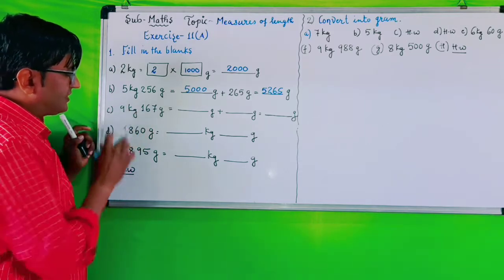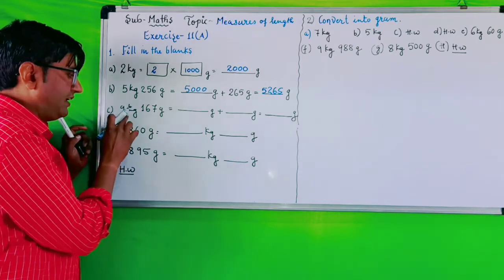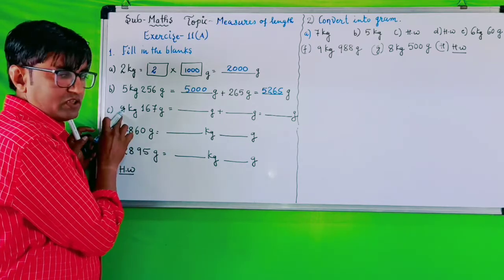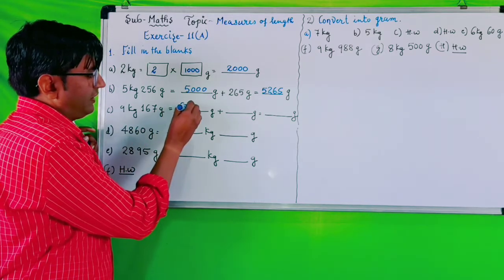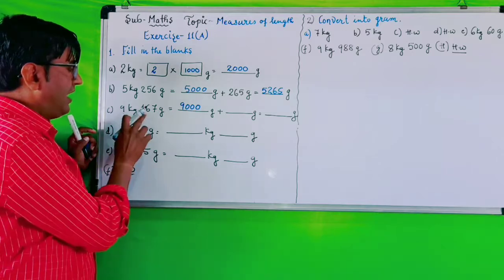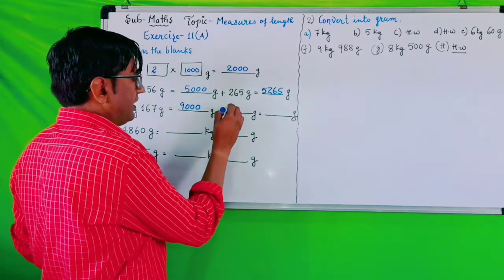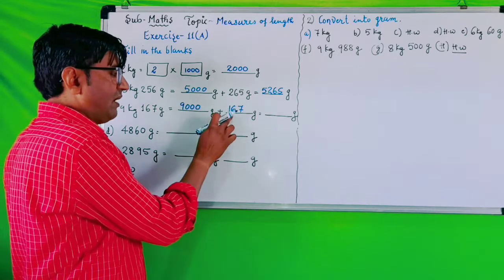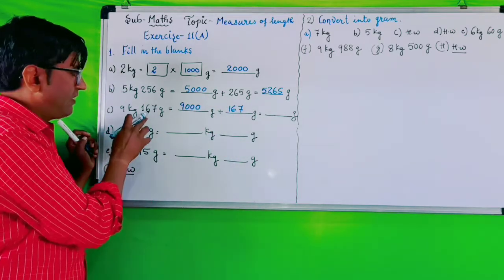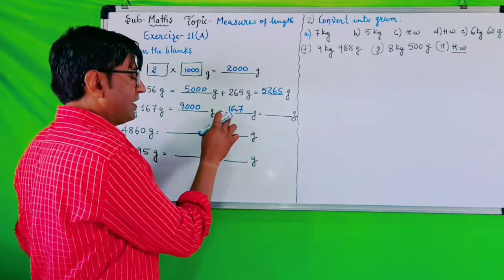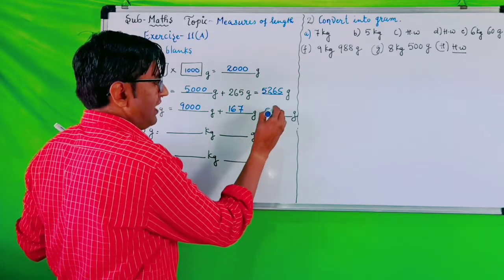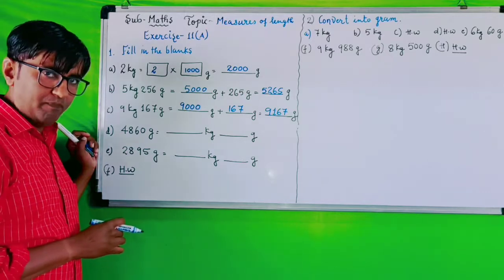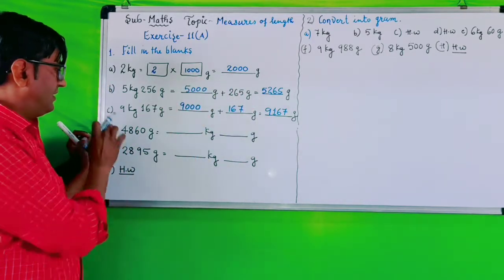9 kg 167 gram. So 9 into 1000, 9000. And what will we do? We will write this 167 gram as it is, because it is the same. So 9000 plus 167 gram means 9167 gram. Okay. So this is the answer of C.